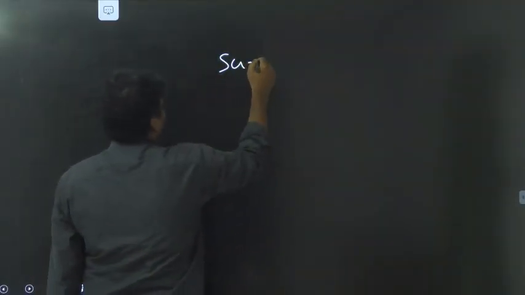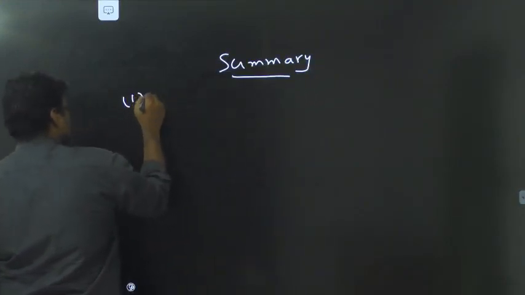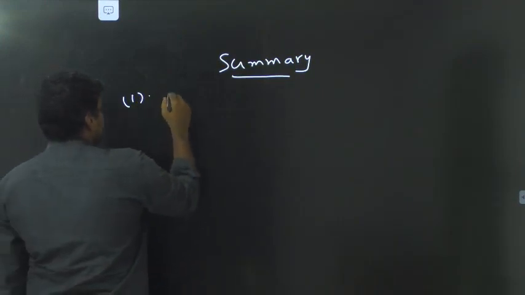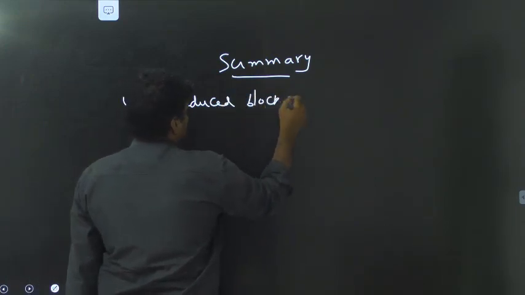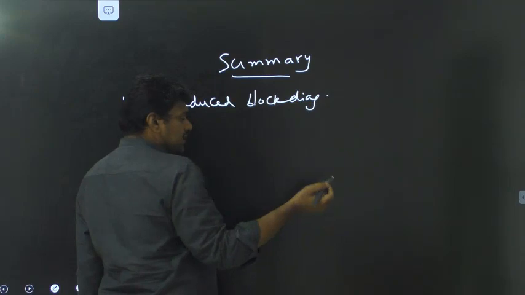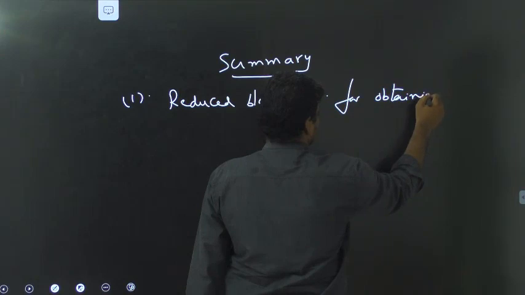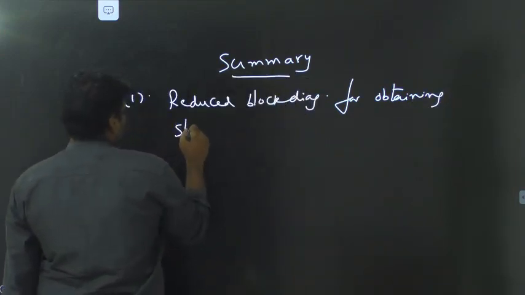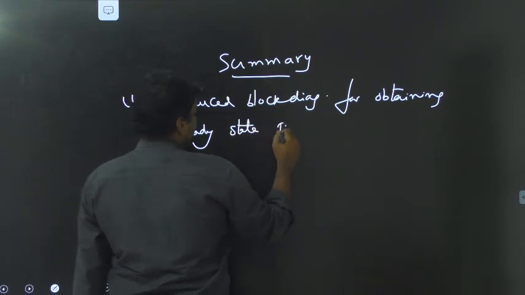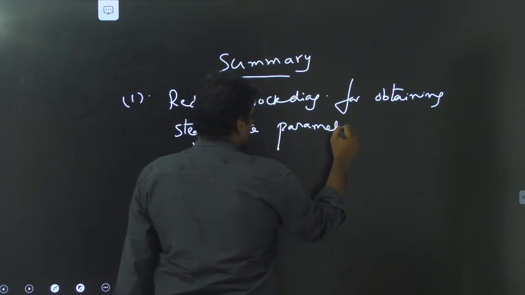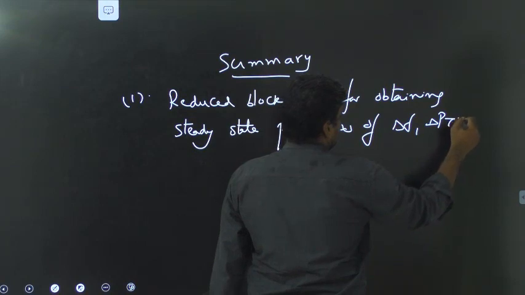Summary. Okay, so we have reduced the block diagram with certain assumptions for obtaining steady state parameters of change in frequency and change in tie-line power.